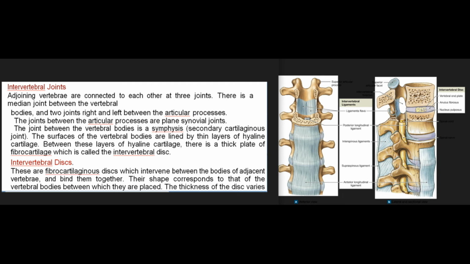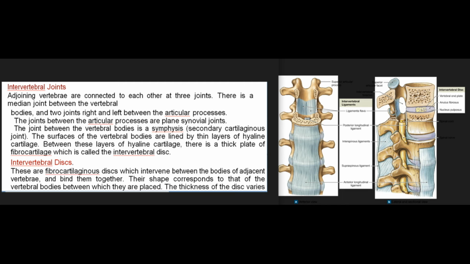Intervertebral joints. Adjoining vertebrae are connected to each other at three joints. There is a median joint between the vertebral bodies, and two joints, right and left, between the articular processes. The joints between the articular processes are plain synovial joints. The joint between the vertebral bodies is a symphysis, a secondary cartilaginous joint.